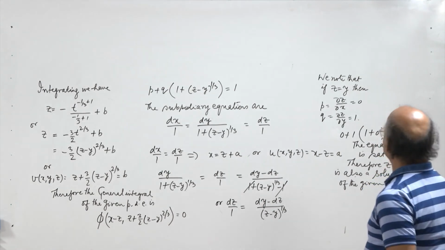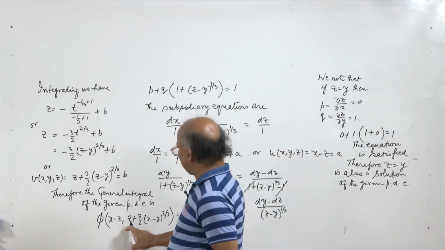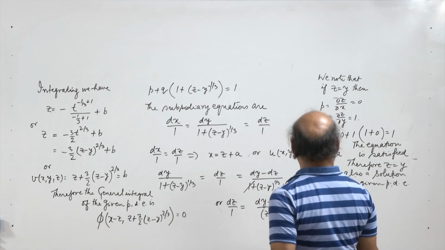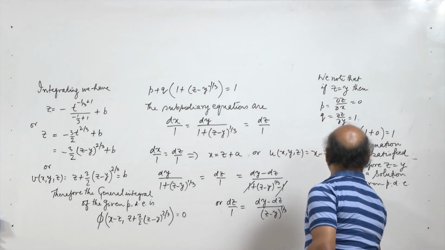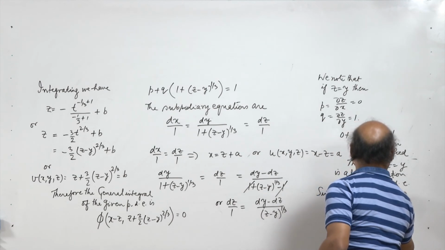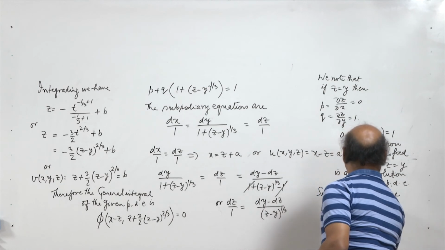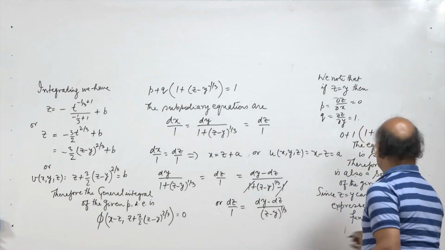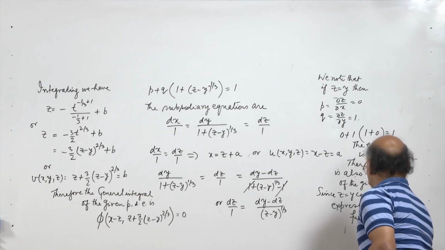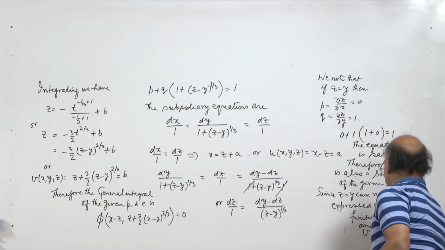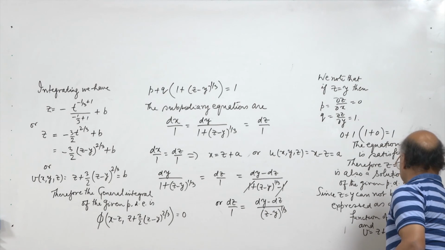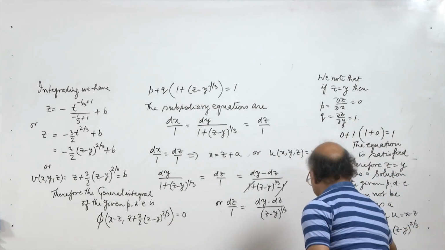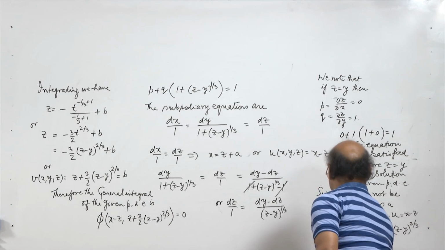But we observe that z equal to y cannot be expressed as a function of the independent integrals u and v. Since z equal to y cannot be expressed as a function of u equal to x minus z and v equal to z plus 3 by 2 (z minus y)^(2/3), it is called a special integral of the given equation.